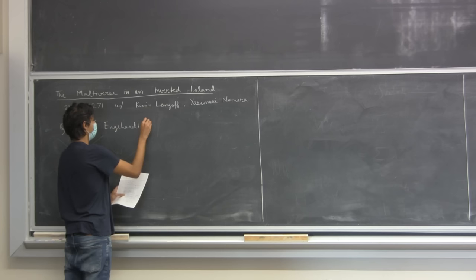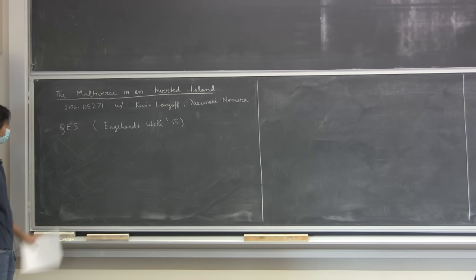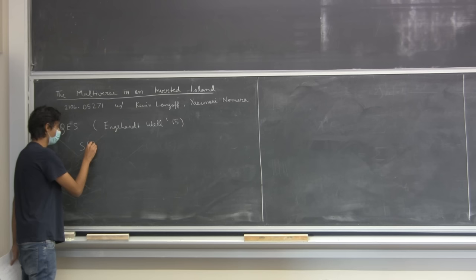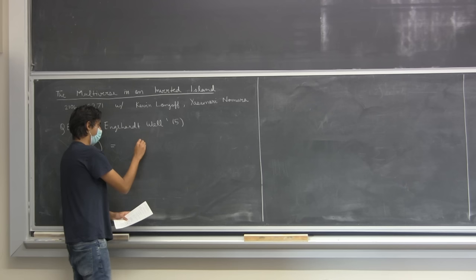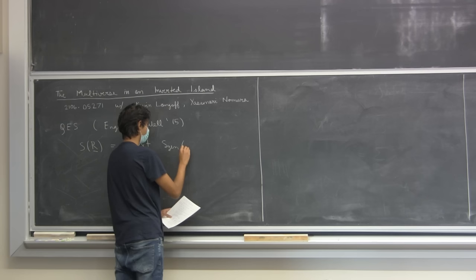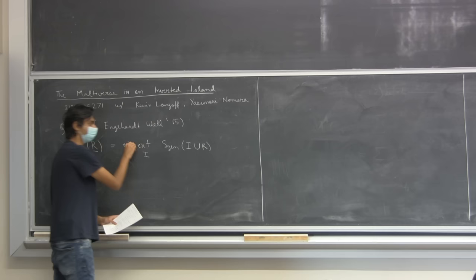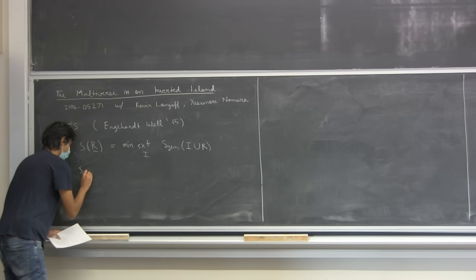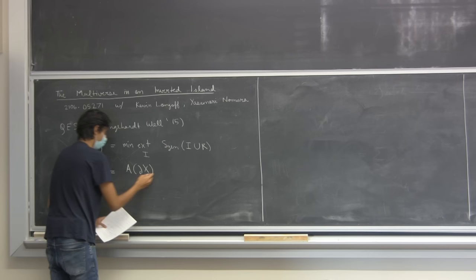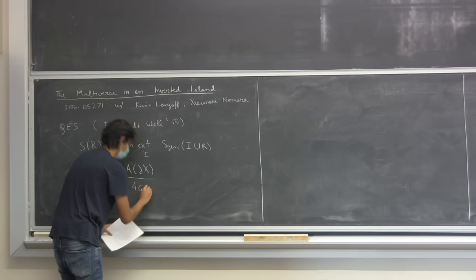The quantum extremal surface prescription tells us that the von Neumann entropy of the microscopic degrees of freedom associated with the region R, which I denote as S of R, is given by extremizing over all possible choices of I the generalized entropy of I union R. And if you get multiple answers in extremization, then you take the minimum of all these answers. Here, the generalized entropy consists of the area piece, which is the area of the boundary, divided by 4G Newton, plus the bulk entropy piece.